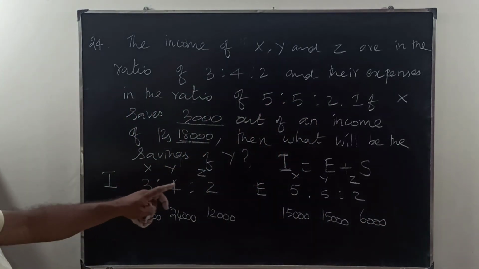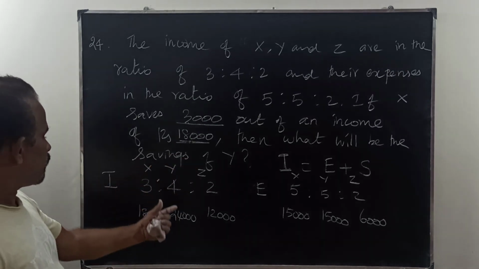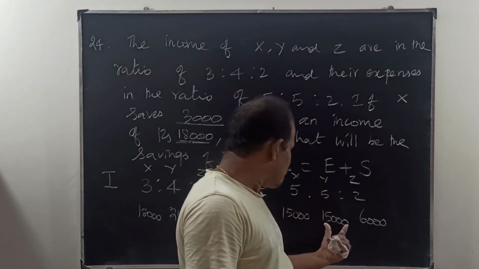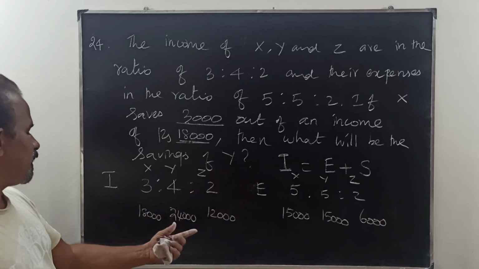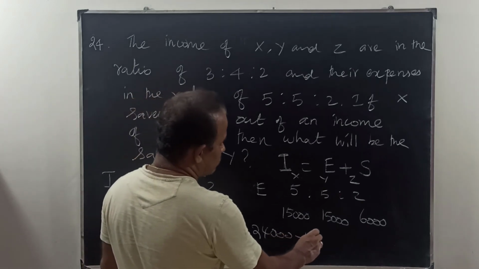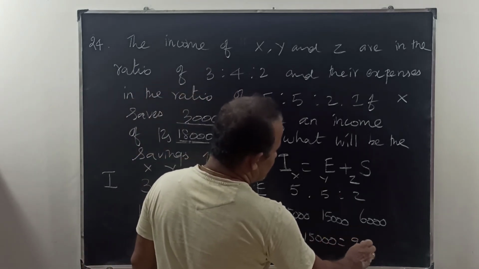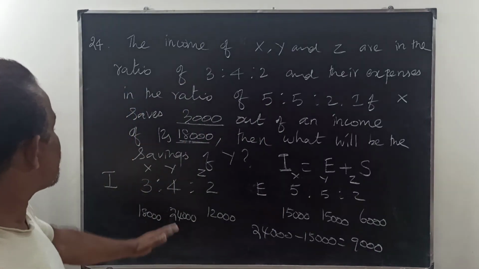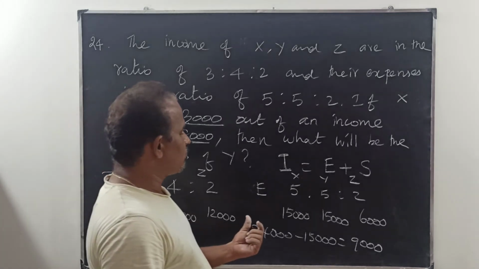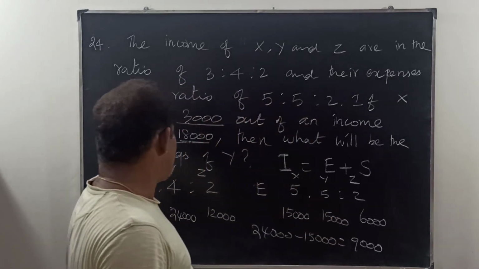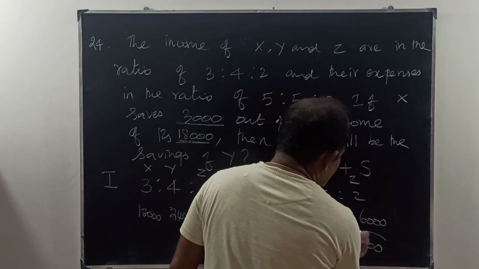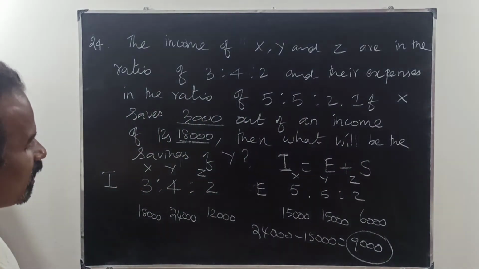Then what will be the savings of Y? So the income of Y is 24,000. The expenditure of Y is 15,000. Income minus expenditure: 24,000 minus 15,000 is equal to 9,000. So which is the savings of Y? Because the income of Y is 24,000 and the expenditure of Y is 15,000, and income minus expenditure is equal to savings. So the savings of Y is equal to 9,000, which is the required answer.